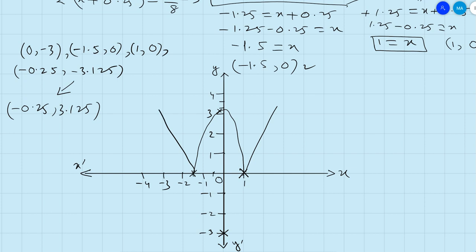This is the final answer of part B. But I will check again all parts. Minus 1.5010, and this is, yes, 100% correct. So this is question number 3.